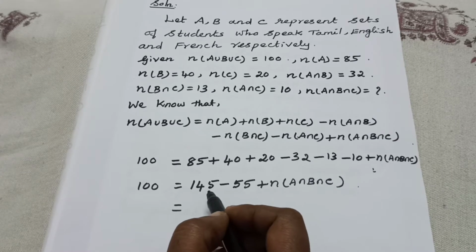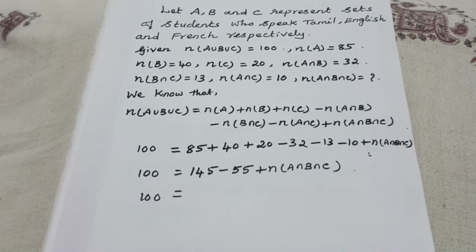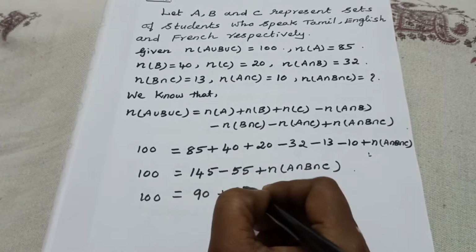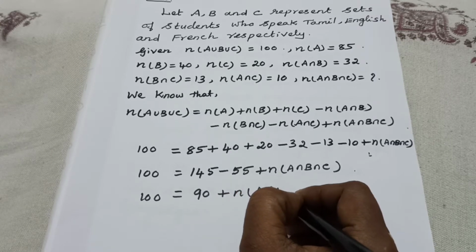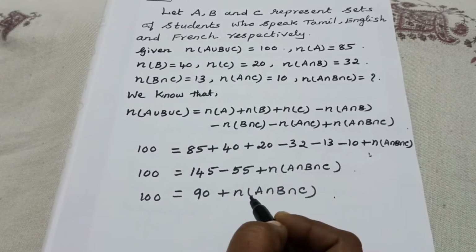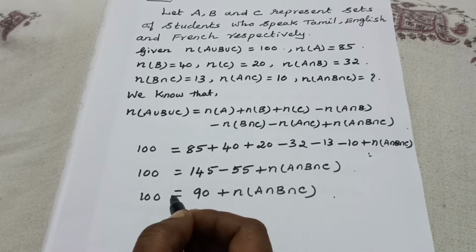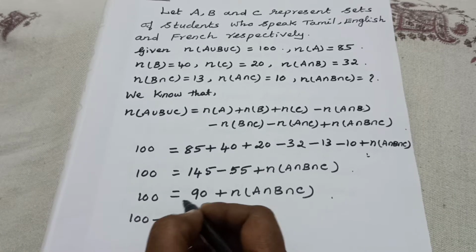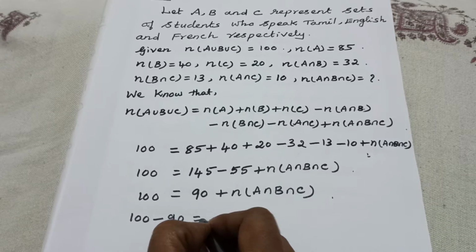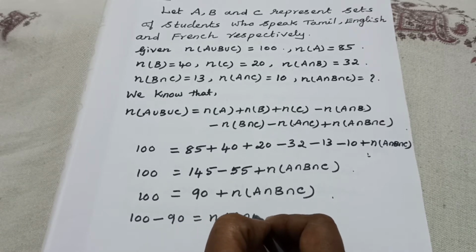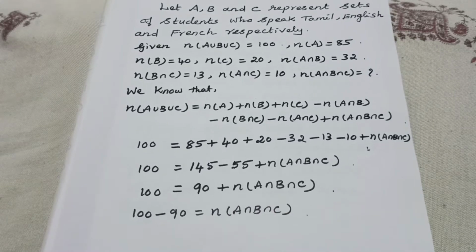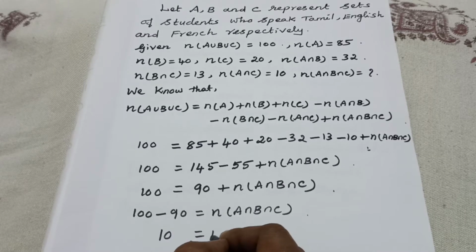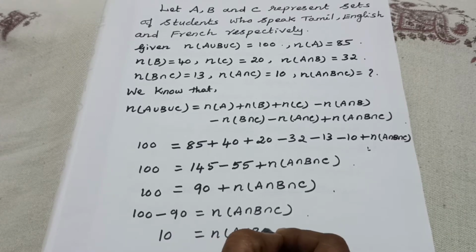Then shall we subtract these two? 100 is equal to 145 minus 55, which is 90, plus N of A intersection B intersection C. Shall we bring this 90 to the left-hand side? 100 minus 90 is equal to N of A intersection B intersection C. Subtracting these two, the value is 10. 10 is equal to N of A intersection B intersection C.